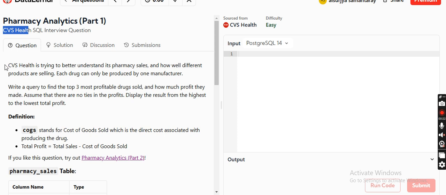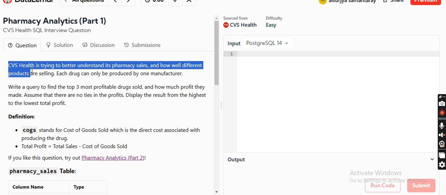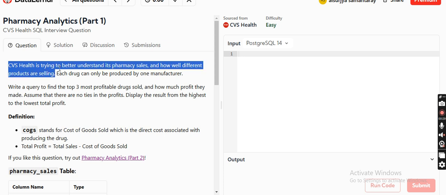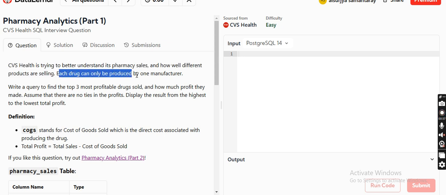So this is something written about CVS Health. It's a very general statement. CVS Health is trying to better understand its pharmacy sales and how well different products are selling. Each drug can be produced by one manufacturer. Basically, you can understand these two statements are kind of a case. Now, from this case, they are giving us the first question.